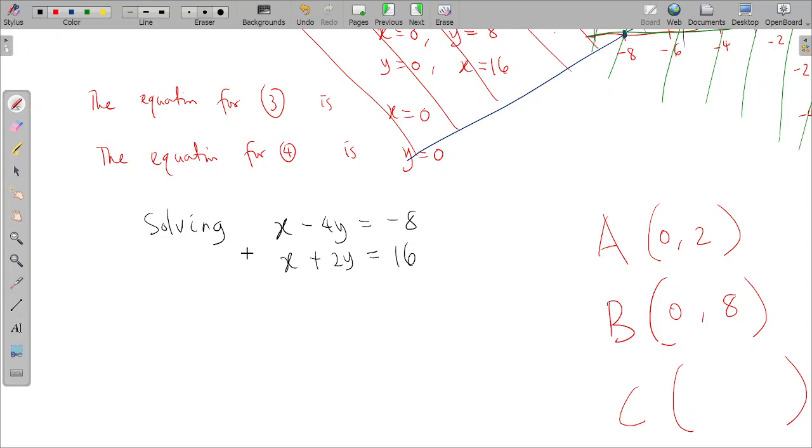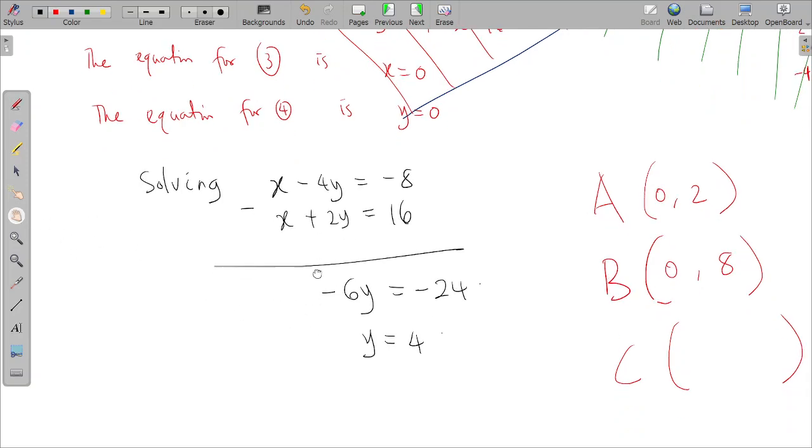In order to solve this, I can just subtract, because this is x, this is x. So this will be minus 4 minus 6y equals minus 8 minus 16. That will give us minus 24 and minus 24. So y will now give us 4. Y is 4 on that one.